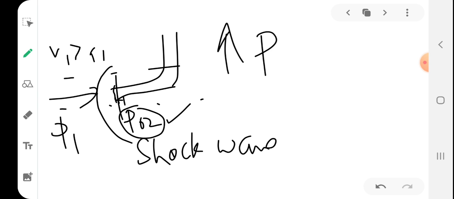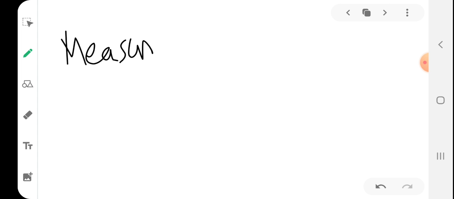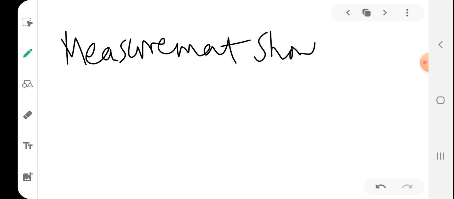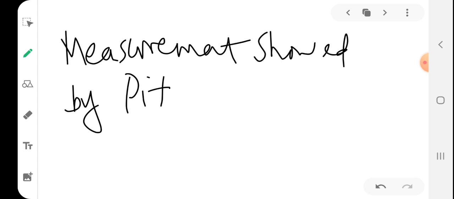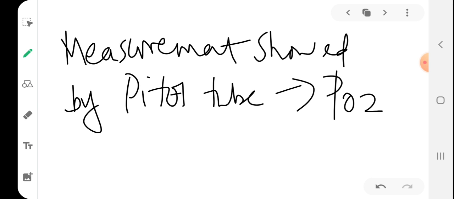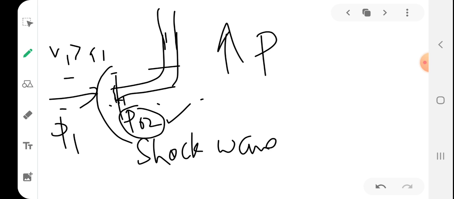Therefore, what will be the measurement shown by this pitot tube? The pressure at the mouth, which is P02, right? So stagnation pressure is directly obtained using the pitot tube. If a wall static pressure probe is used upstream of the shock wave, you could measure P1, and using the pitot tube you can measure P02.